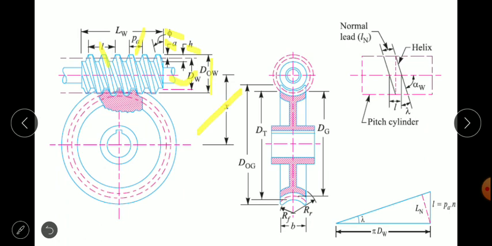Likewise, for the worm gear, diameter, teeth and outer diameter. Likewise, for a worm, the helix is to be understood and its angle, then pressure angle, then lead. Next, this diagram will be specifically used for understanding the start of threads. So we'll discuss it in further sessions.